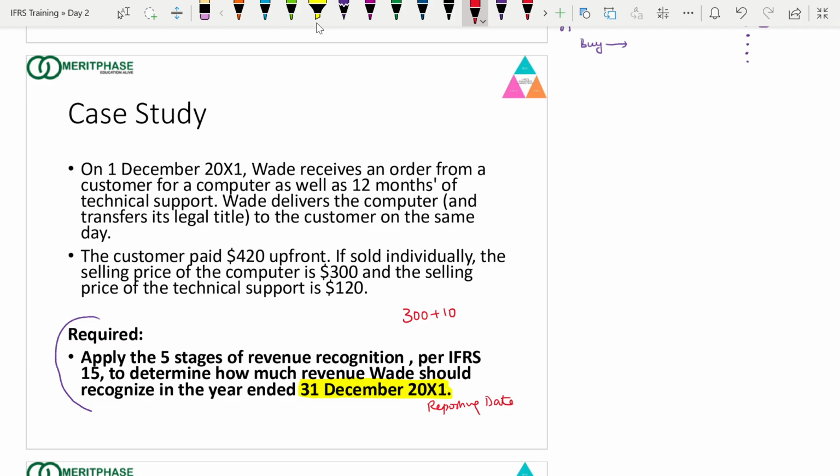Is it clear to you? Yes, Sanjay sir. Sir, the statement says how much revenue we should recognize in the year ended 31st December. If we are talking about completion of 12 months, then initially he will record the sale of 310 in January, and then in each subsequent month he will record $10. So at the end it will be 420 together.